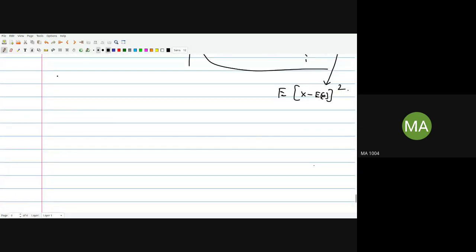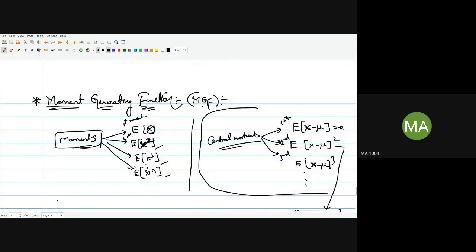Then this MGF will generate these moments. The most important thing about the MGF is that it actually defines the distribution uniquely. So if you have a moment generating function, then definitely your distribution is unique. There is a unique one-to-one mapping between the distribution and the moment generating function.